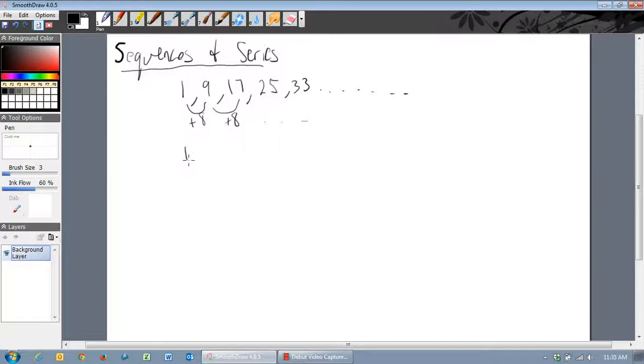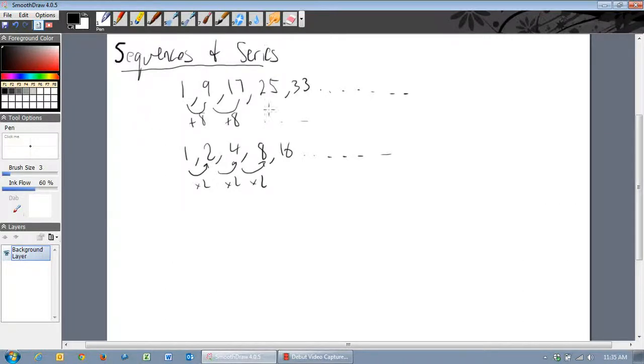Another sequence might be this. What's happening here? Well, each number is defined by whatever's happening in front of it, but this time it's a bit different. This time they're multiplying by 2 each time. So this is also a sequence. These are two different types of sequences here, but they're both sequences.